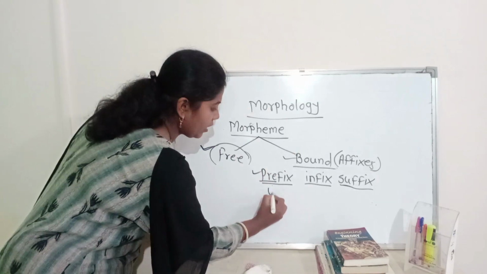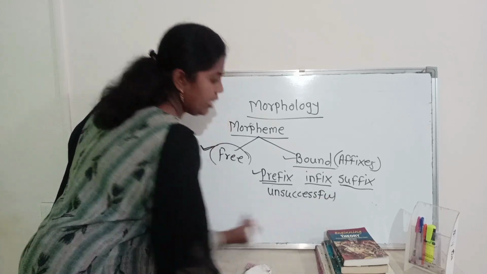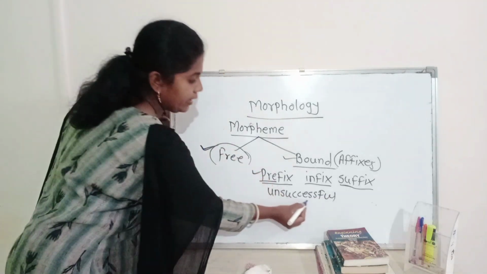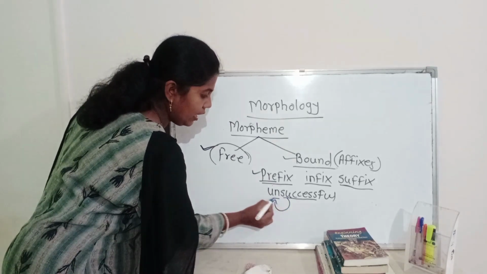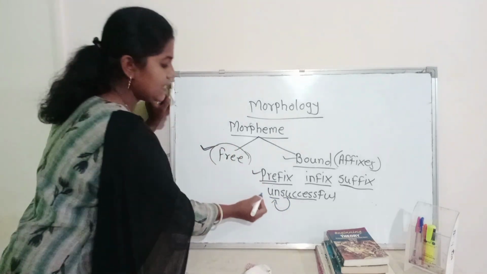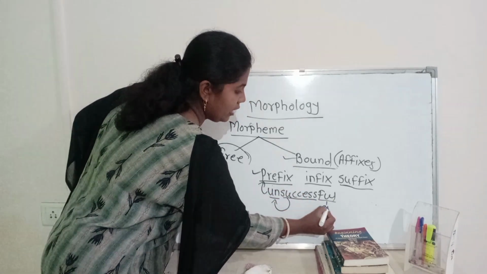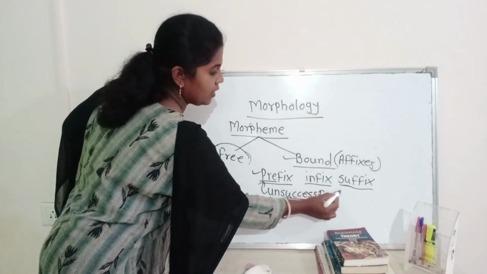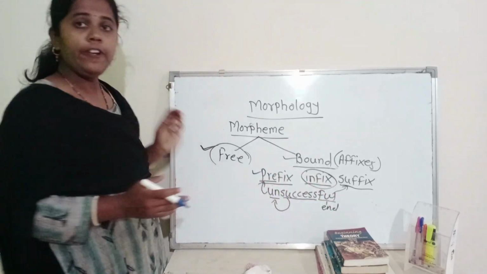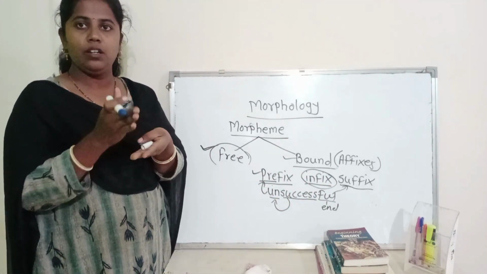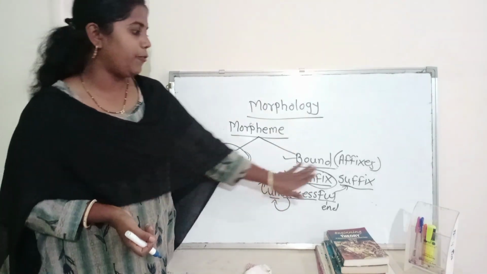For example, see, unsuccessful. Here, if you try to find out the root word, that is success. And at the beginning of this word, here un is attached. So this is a prefix, and here ful is attached at the end of the word. So this is a suffix. Then what is meant by infix? Infix comes in the middle of the word. So that is called infix. But we are going to study in detail prefix and suffix.